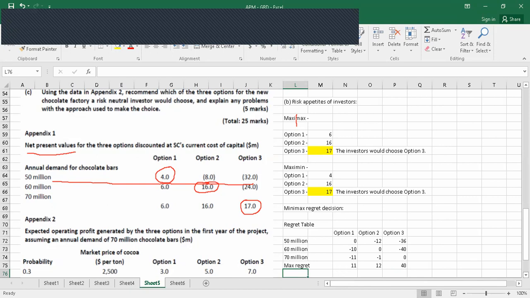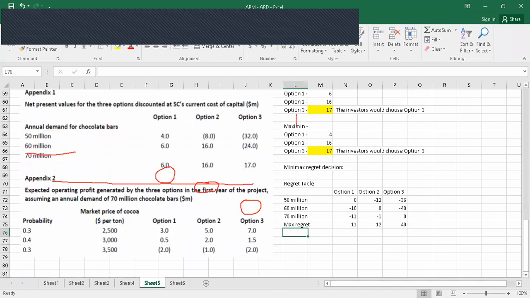Minimax regret rule, isn't it? If it is the minimax regret rule, then they would go with option 1. So the investors would choose option 1. I hope that's clear.